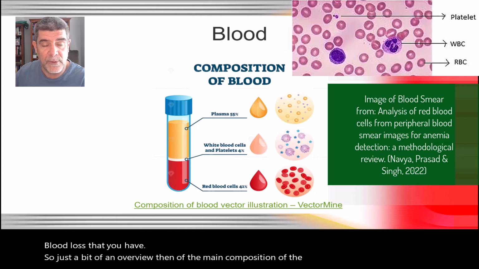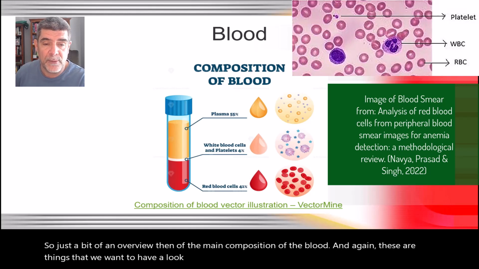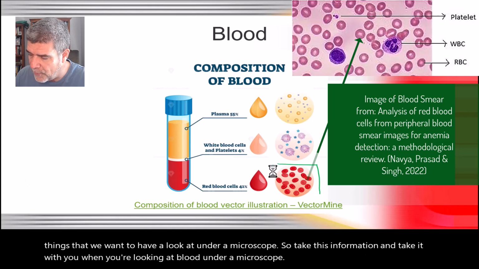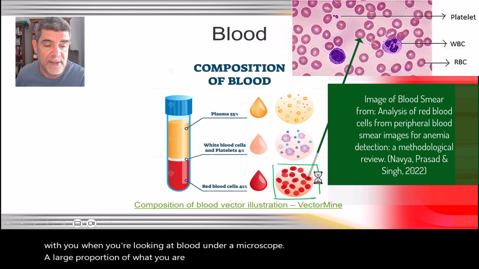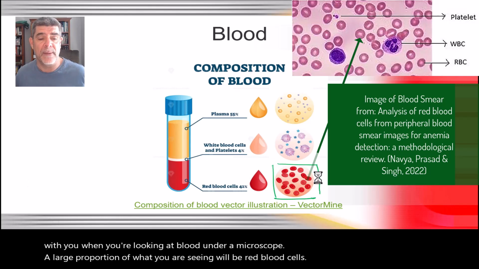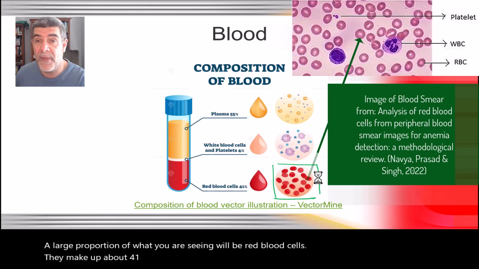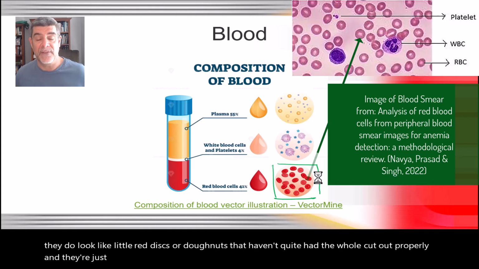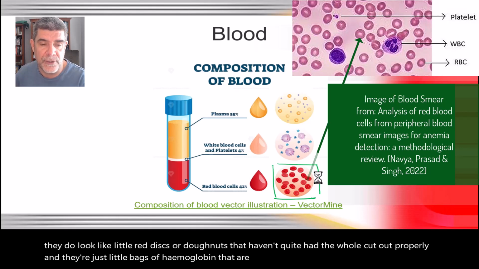And again, these are things that we want to have a look at under a microscope. So take this information and take it with you when you're looking at blood under a microscope. A large proportion of what you are seeing will be red blood cells. They make up about 41%, and they're mostly what you can see when you look down there. And they do look like little red discs or donuts that haven't quite had the hole cut out properly. And they're just little bags of hemoglobin that are transporting oxygen around the body.